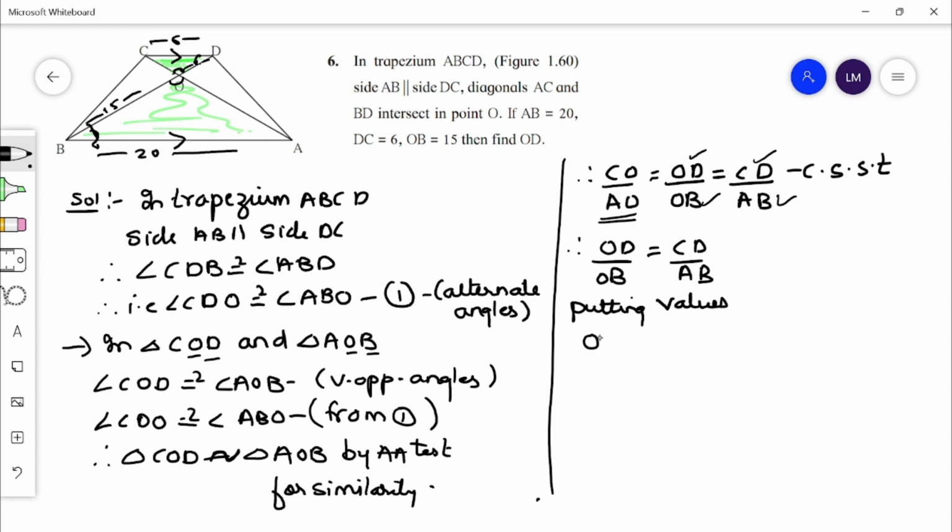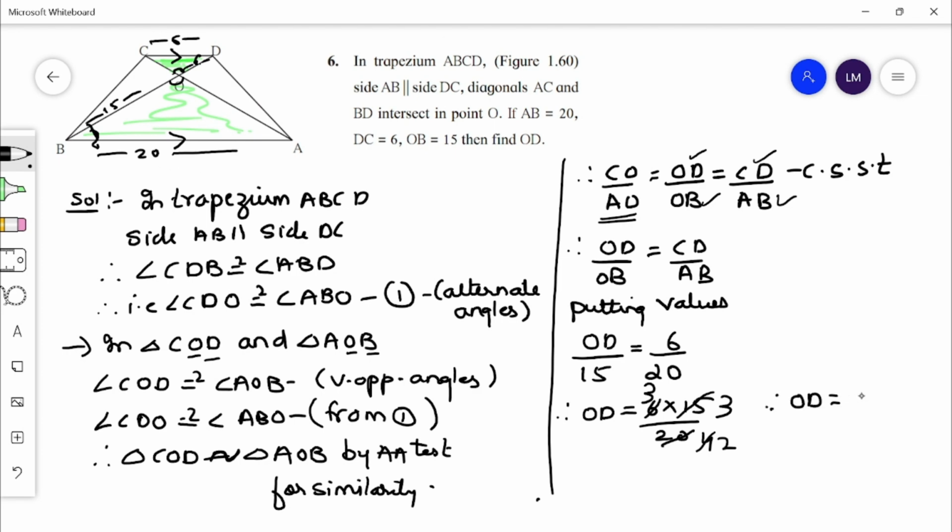OD is the value we need to find, OB is 15, CD is 6, and the value for AB is 20. So after cross multiplying we get OD is equal to 6 into 15 upon 20. 5 threes are 15, 5 fours are 20, 2 twos are 4, 2 threes are 6. So therefore OD is equal to 3 threes are 9 upon 2. Therefore the value for OD is 9 upon 2, which is equal to 4.5. So the final answer we can write as OD is equal to 4.5 units. This is our final answer.